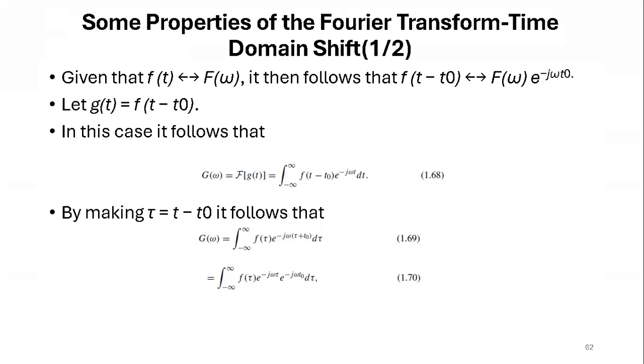Given that f(t) implies F(omega), then f(t minus t naught) implies F(omega) e to the minus j omega t naught. So, in this case, it follows that G(omega) is the integral of f(t minus t naught) e to the minus j omega t dt, which equals e to the minus j omega t naught times F(omega). This is the time delay.